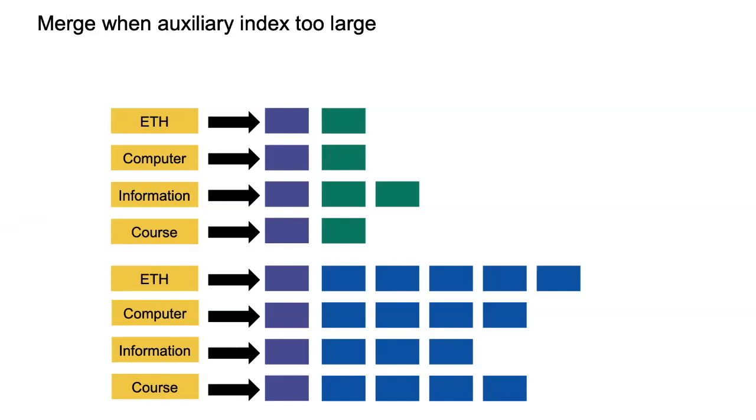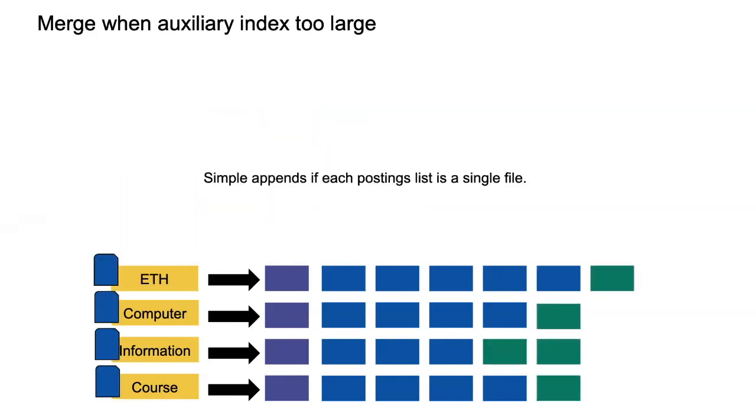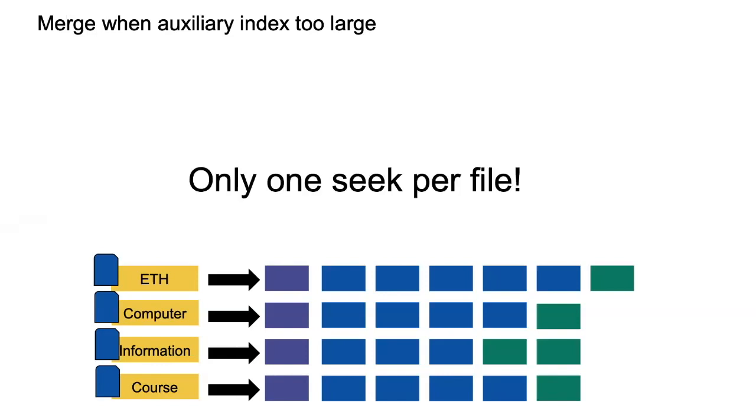How do we merge? We know how to do that, linear time. It's pretty much what we've done before. So merging, we know how to do, and we know that it's in linear time. So we just merge periodically when the auxiliary index is too large, or maybe every week or every month, right? So here I'm just merging, there you go, right? Linear time.